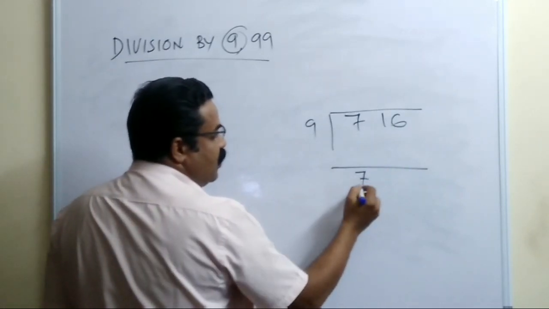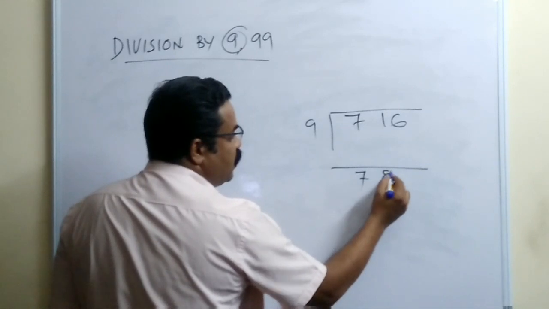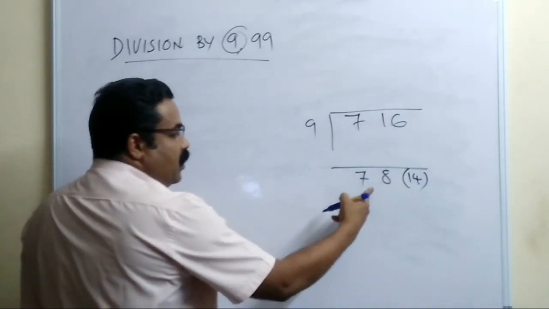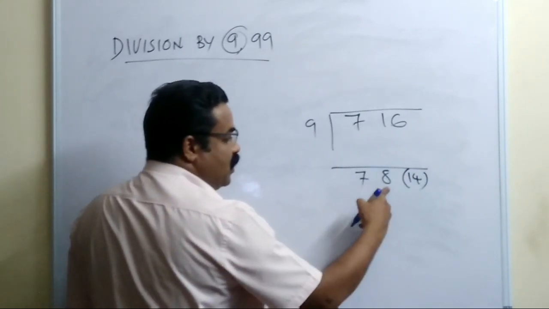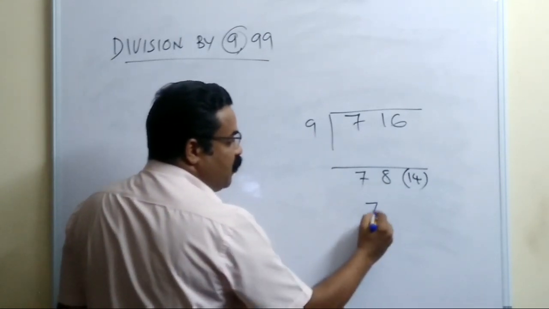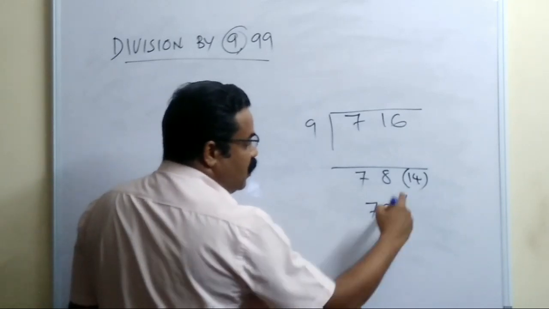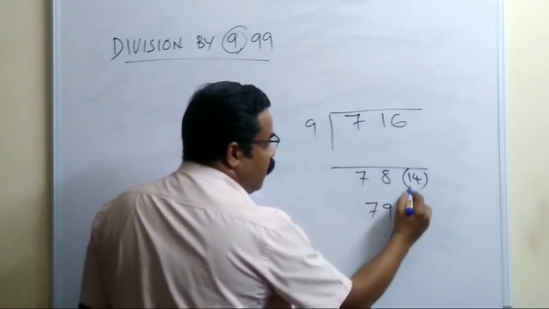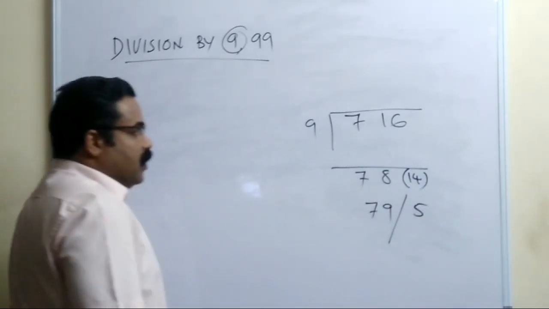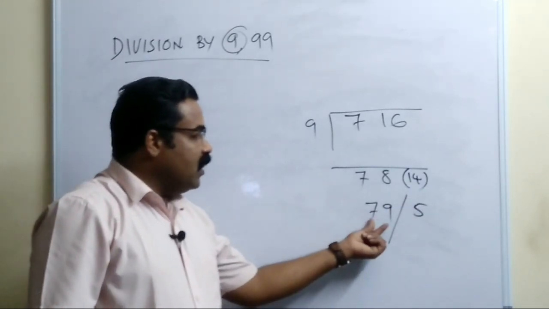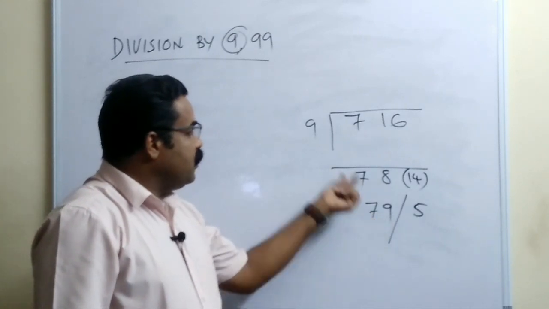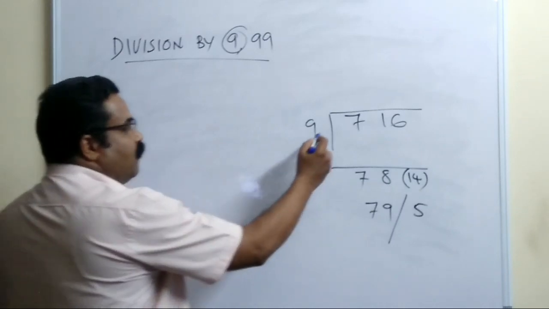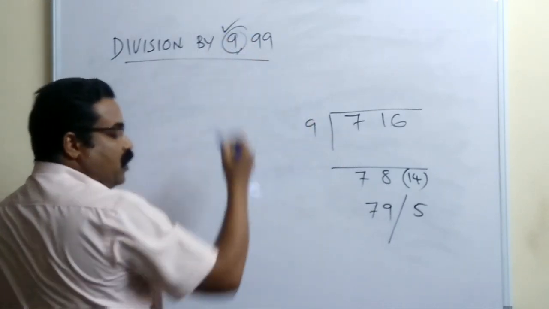First 7, that 7 will be added here, 7 plus 1, 8. 8 will be added here, 8 plus 6, you got 14. So now 8 plus 7 plus 8, and this 1 will be carried here, this will become 79. To get the remainder you have to add the digits in the last bracket. 1 plus 4 will become 5. So your answer will be 79 is your quotient and 5 will be your remainder. So this is the method of division by 9. So we have learned the division by 9.